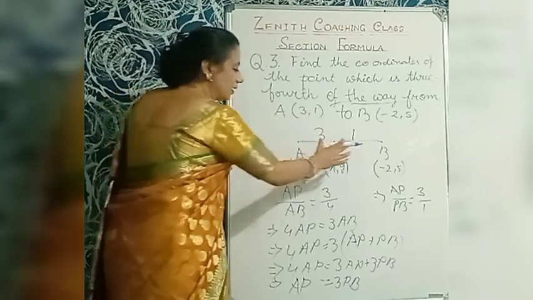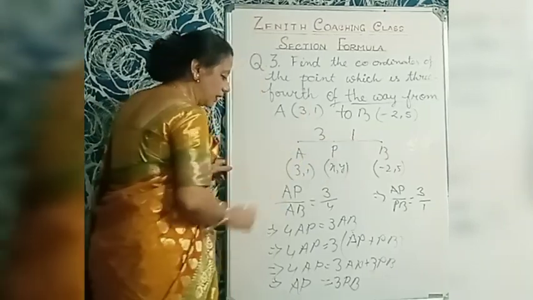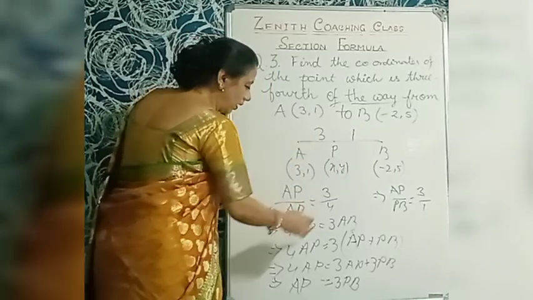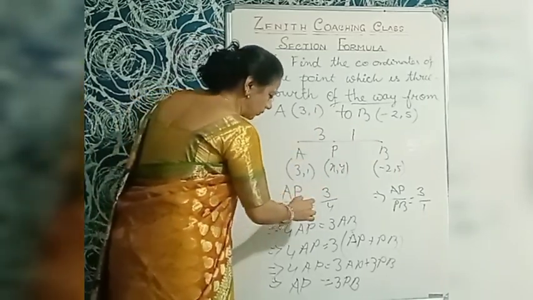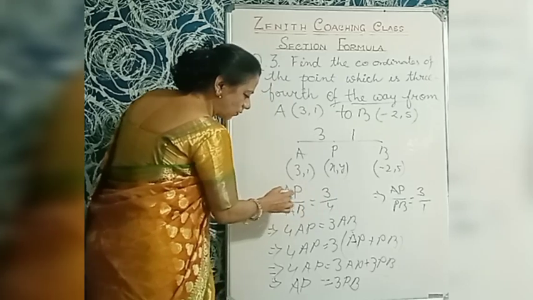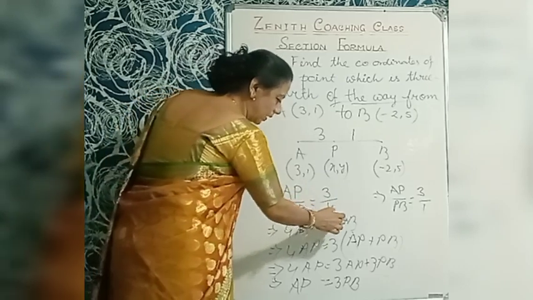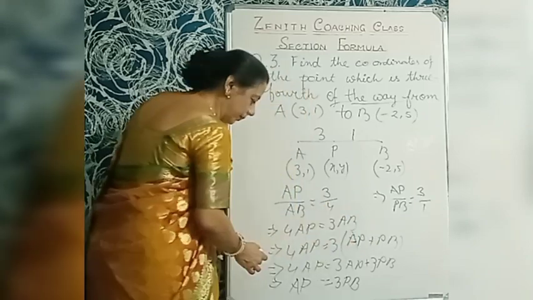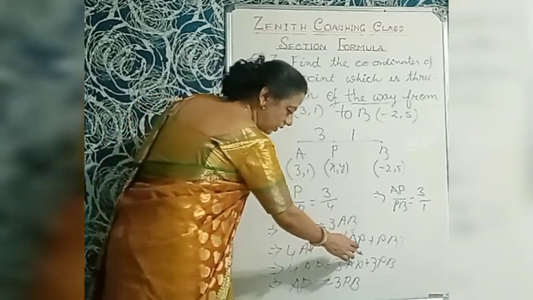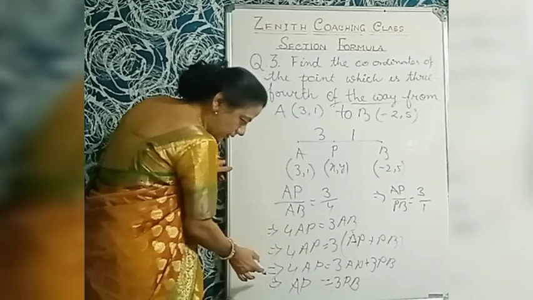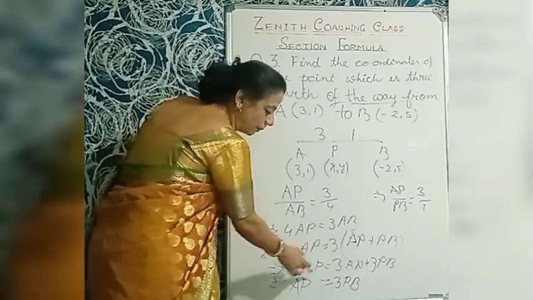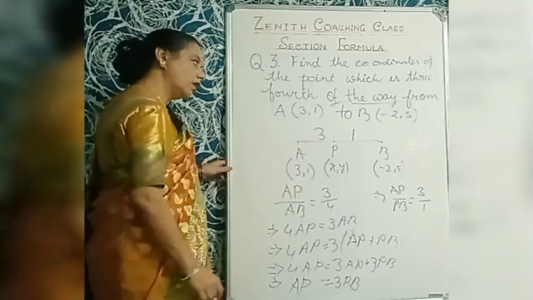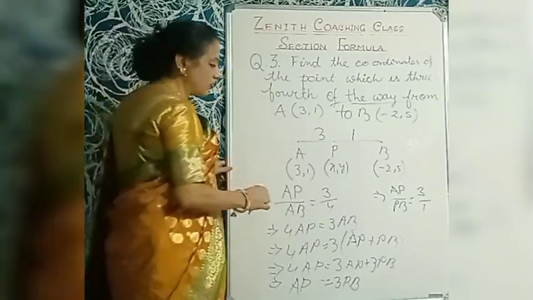Okay. Now in terms of AB, you can write AP plus PB. So 4AP equals 3AB. In terms of AB, we can write AP plus PB, that is AB. So 4AP equals 3AP plus 3PB. Here take the 3AP across. So AP equals 3PB, that is AP by PB equals 3:1. Okay, so now it is 3:1.